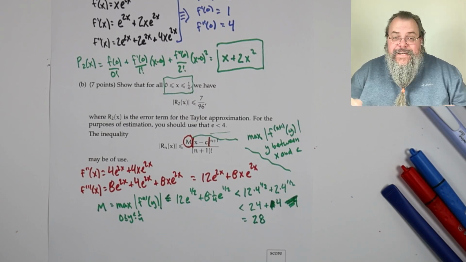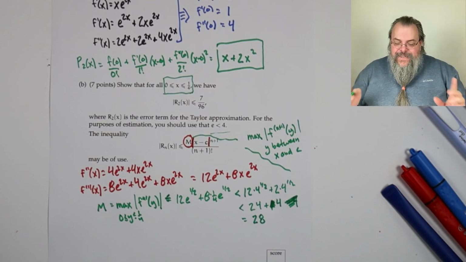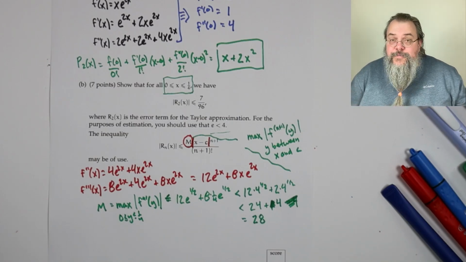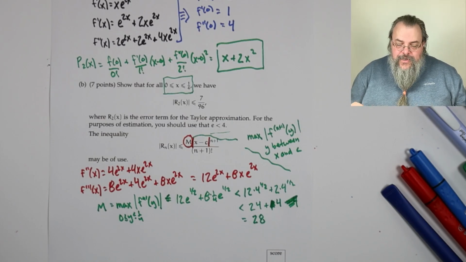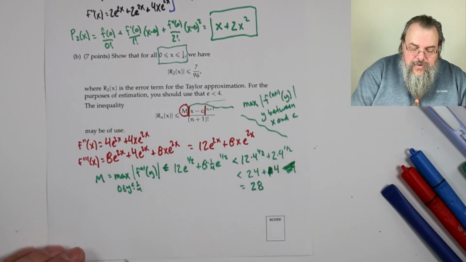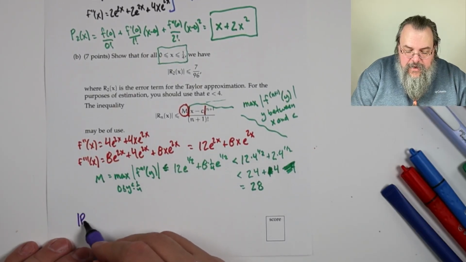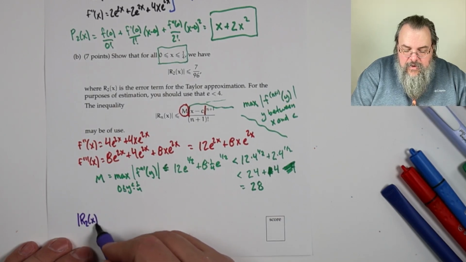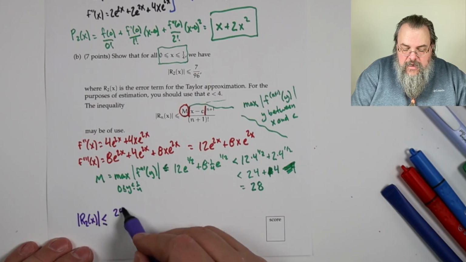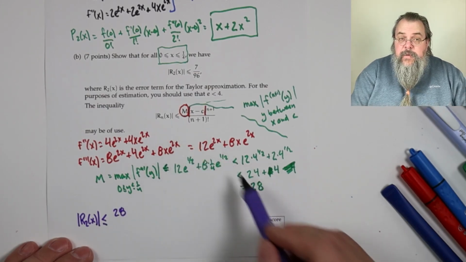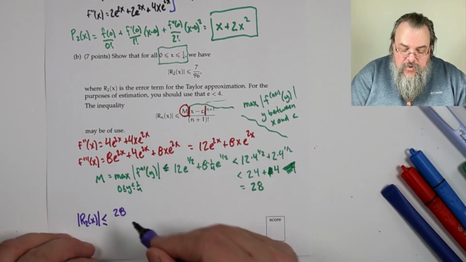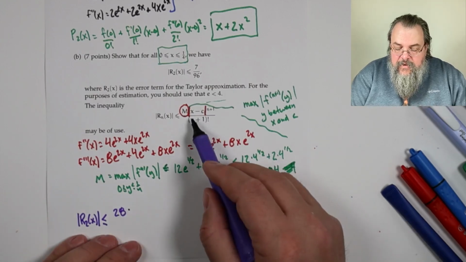Okay. All right. How are we doing? So far, so good? All right. Well, we're almost there. We're in the home stretch. So, now, what can we say? So, we can say that our R2 of x is going to be less than or equal to our 28. That's our bound we got from m, using that e is less than 4. And now, times x minus c.